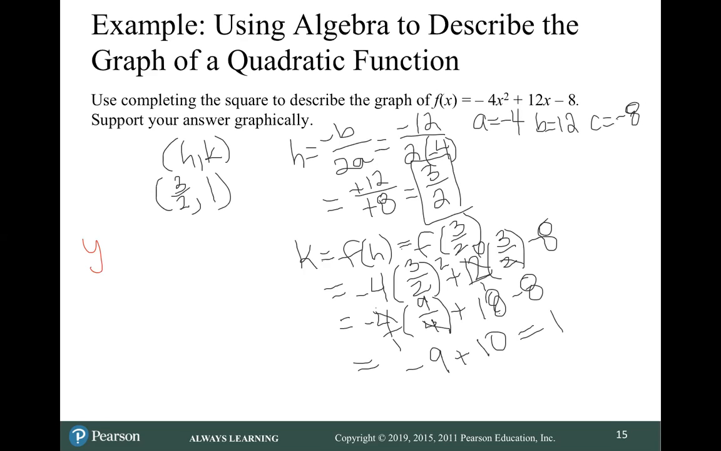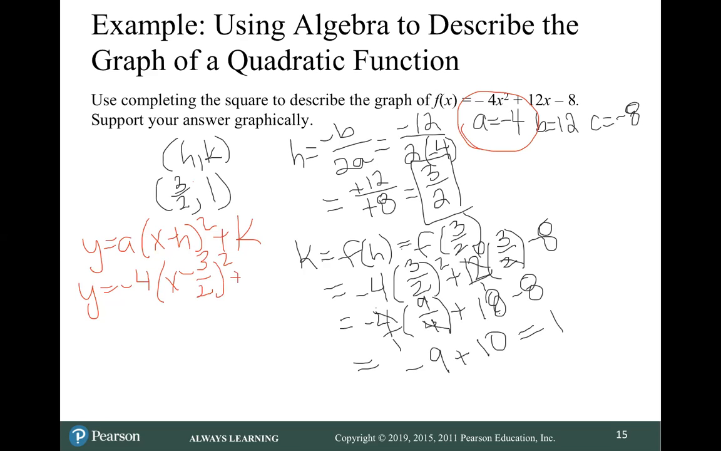Vertex form: y equals a times x minus h squared plus k. Do I know a? We didn't have to do any calculations for a. It was already given. Negative 4 times x minus h, which is 3 halves, squared plus k, which is 1. There's my vertex form, but that wasn't my goal.